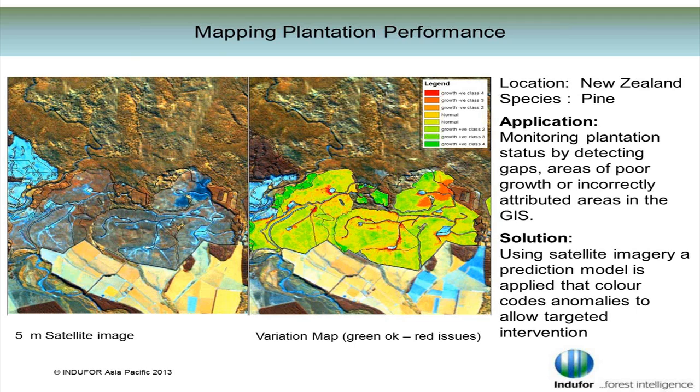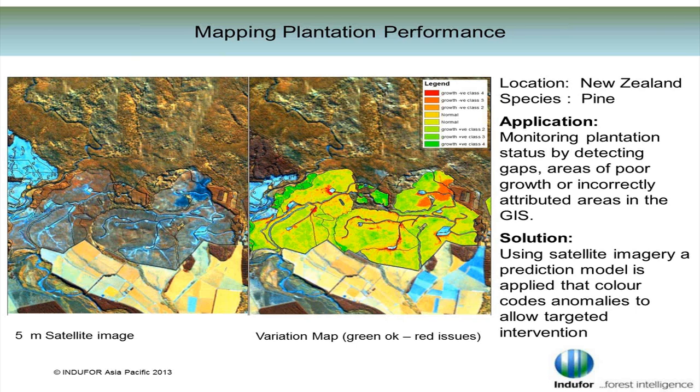The plantation is a 30-year rotation, and it's established. You can see the success of the establishment as it progresses through time. And what you can do with the satellite image is generate a derived product. So it's basically a variation map. And the color-coded variation map shows red through to green.